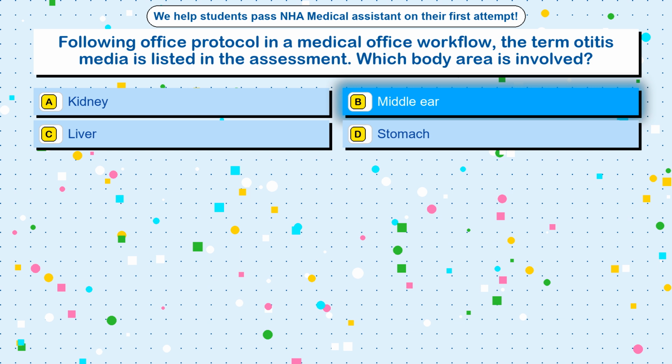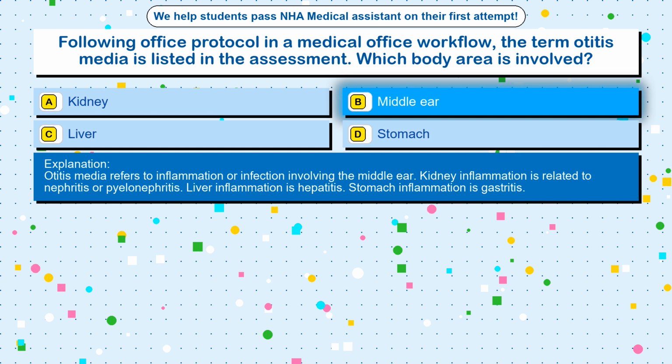Middle ear. Otitis media refers to inflammation or infection involving the middle ear. Kidney inflammation is related to nephritis or pyelonephritis. Liver inflammation is hepatitis. Stomach inflammation is gastritis.